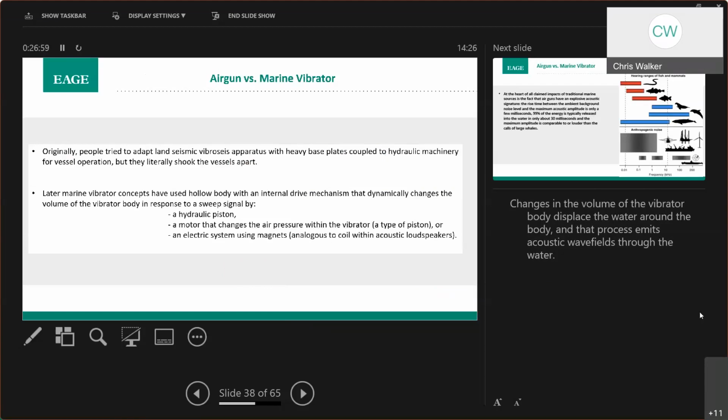And in the 1980s, there were marine vibrators that were used. When I was at GECO in the mid-1980s, we actually shot a production survey using IVI vibrators for Britoil in the North Sea in the UKCS. So they had an internal drive mechanism with a phase lock loop on it, and they tried to actually have a volume injection into the water, either using a hydraulic piston or a motor that changes the air pressure within the vibrator, or using electromagnetic type systems as you would do in acoustics with a loudspeaker. Next slide, please.